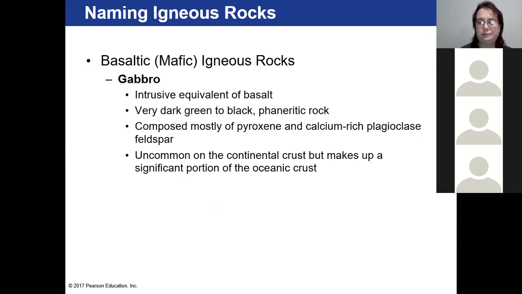Gabbro is the intrusive equivalent, same composition, and again, mostly pyroxene and olivine. And we find gabbro beneath the basalt in the ocean crust. So it's underneath whatever layers of basalt might be on the top part.